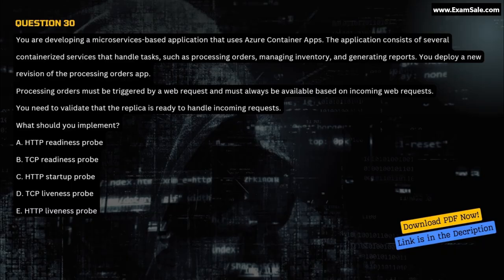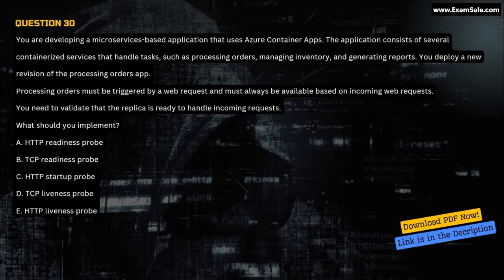The application consists of several containerized services that handle tasks, such as processing orders, managing inventory, and generating reports. You deploy a new revision of the Processing Orders app. Processing orders must be triggered by a web request and must always be available based on incoming web requests. You need to validate that the replica is ready to handle incoming requests. What should you implement? A. HTTP Readiness Probe. B. TCP Readiness Probe. C. HTTP Startup Probe. D. TCP Liveness Probe. E. HTTP Liveness Probe.